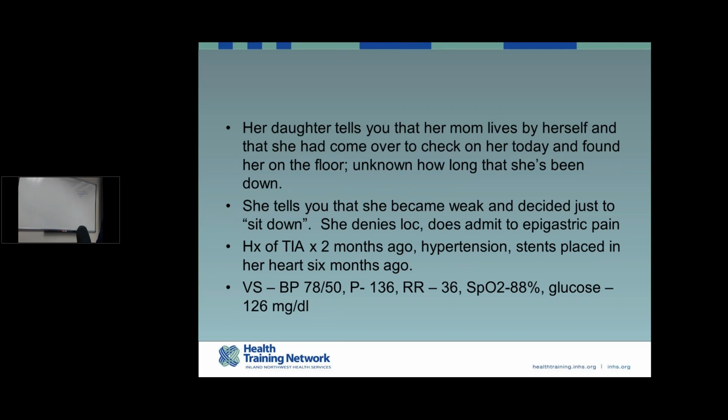She tells you that she became weak and decided to sit down. She denies loss of consciousness. Doesn't admit to epigastric pain. How's that a big deal? Yeah, I would be considering both sides, both the GI bleed and still the possibility of a cardiac type thing. Does have a history of TIA. Is that significant to you? Oh yeah, right. Does have a history of hypertension. Stents placed in her heart 6 months ago. She's a train wreck for a lot of different possibilities.